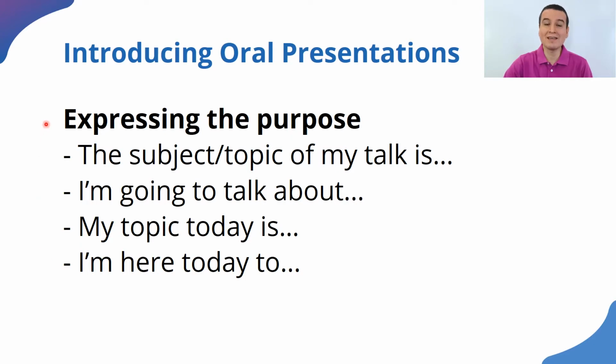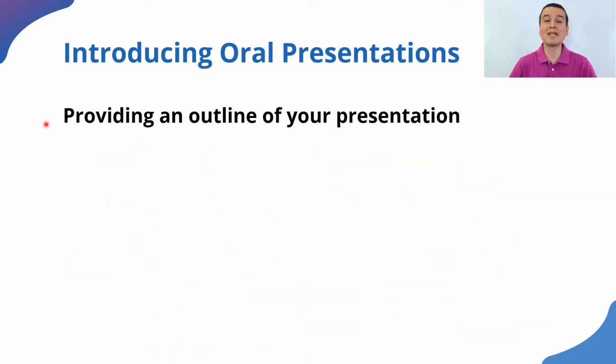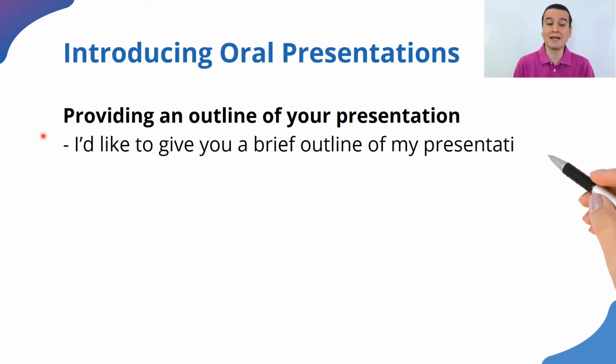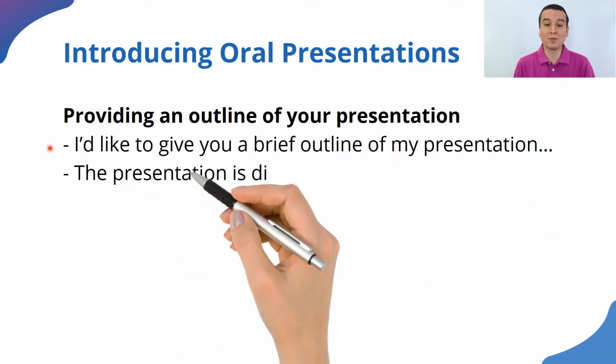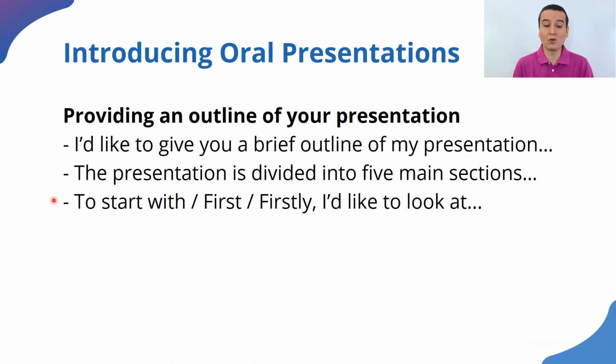All right? Then the audience usually expects an outline of your presentation, that is, to give them an idea of how you are going to organize your speech. You could say something like this. I'd like to give you a brief outline of my presentation, or the presentation is divided into 5 main sections, and then you name them. Or you can say, to start with, I will do this, or first, I'm going to talk about this, firstly, or I'd like to look at this, this, and this.